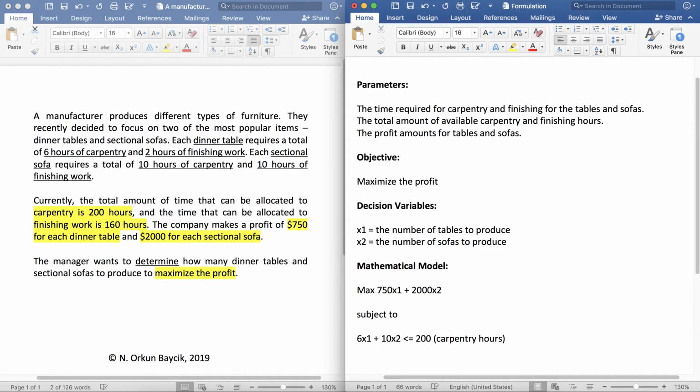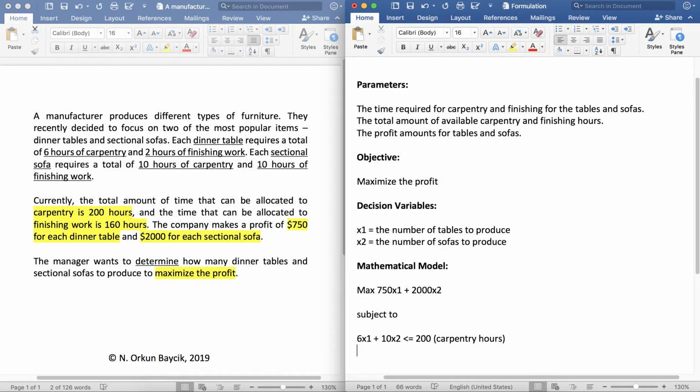Again, since this is the first video about mathematical modeling, I will do this by showing all the details, but in general, I would say that decision variable definitions and mathematical models would be sufficient. So you don't necessarily need to write these down in detail. Okay, but I usually like to have the details about the constraints in parentheses to give the reader what those constraints mean. So this was for the carpentry hours, and then the second part of the constraint is the finishing hours.